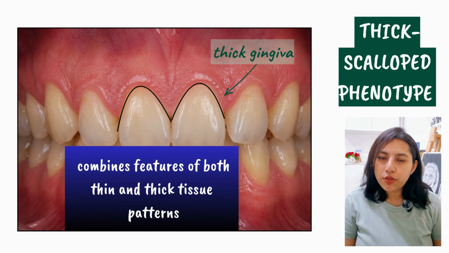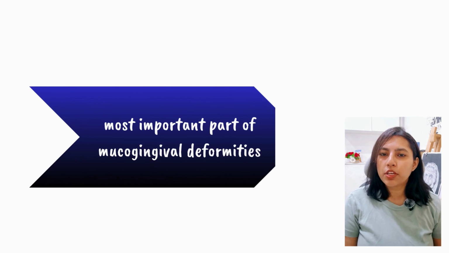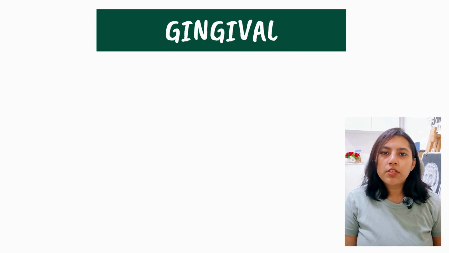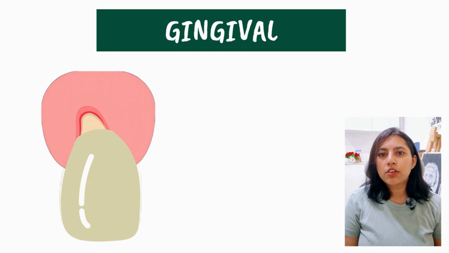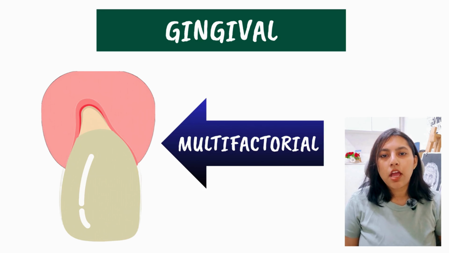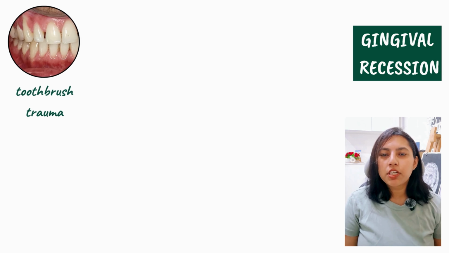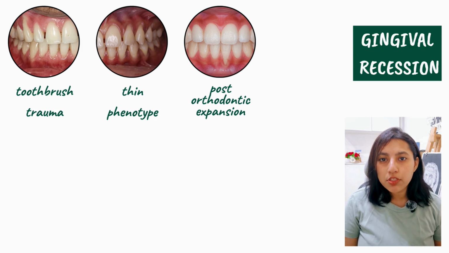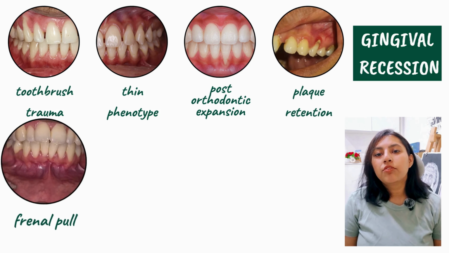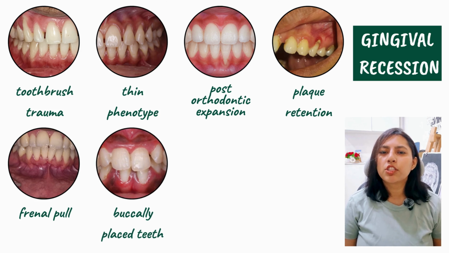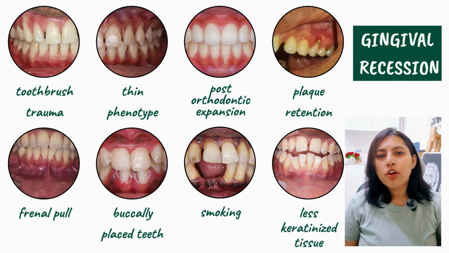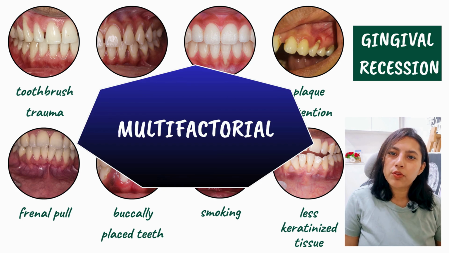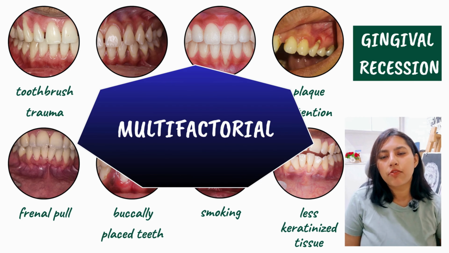Now, once we understand phenotype, the next major topic becomes much easier to understand: gingival recession. Because recession is not simply gingiva moving apically, it is usually the result of multiple interacting factors. These include traumatic tooth brushing, thin periodontal phenotype, orthodontic tooth movement outside the alveolar housing, plaque-induced inflammation, frenal pull, aberrant tooth position, smoking, piercings, and lack of keratinized tissue. So, clinically, a recession is usually multifactorial rather than caused by one single factor.